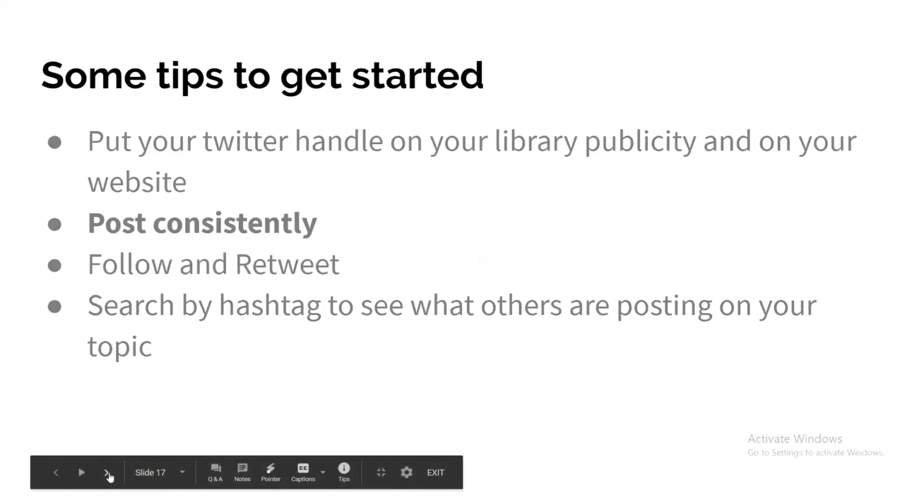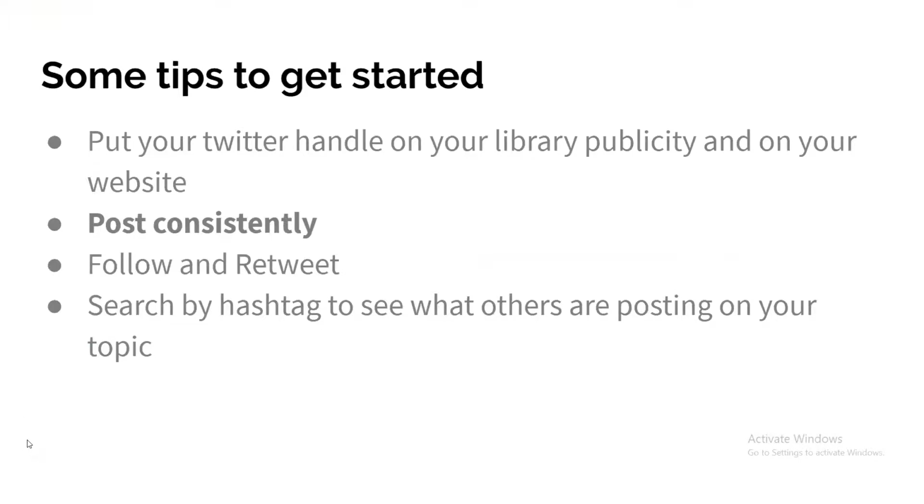So first, some tips to get started. Put your Twitter handle on your library publicity and on your website. This is true of any of the social media platforms we've talked about in this series. Post consistently. I've bolded this because it goes for any of the social media platforms that we're talking about in this webinar series, but it is worth repeating. The way to create a solid presence on social media is to post consistently. Follow and retweet those organizations or accounts that you find interesting. This will give you more content in your news feed.